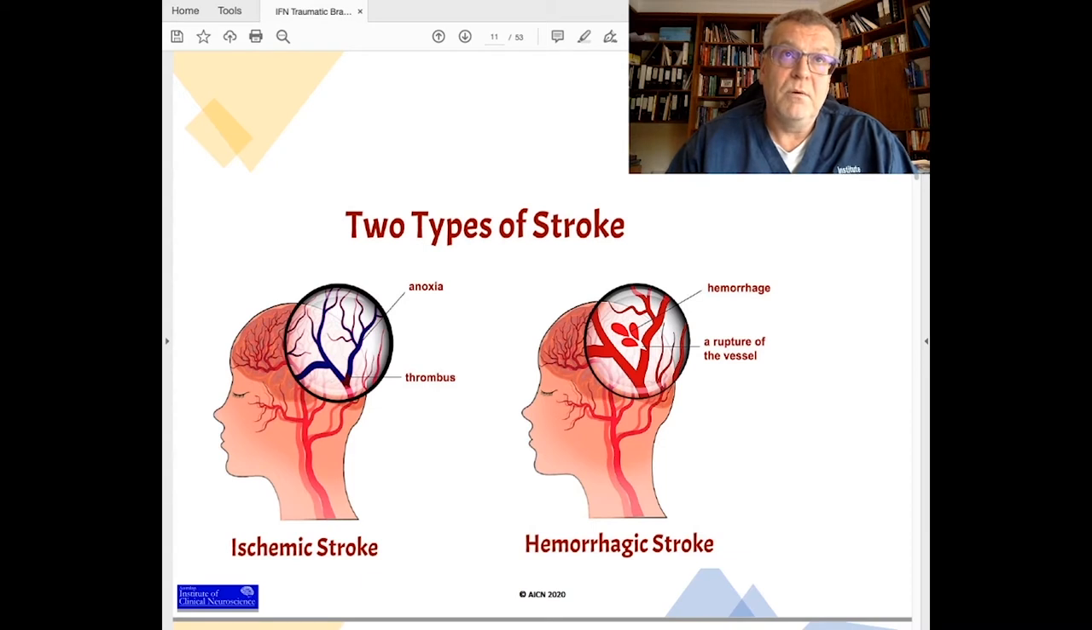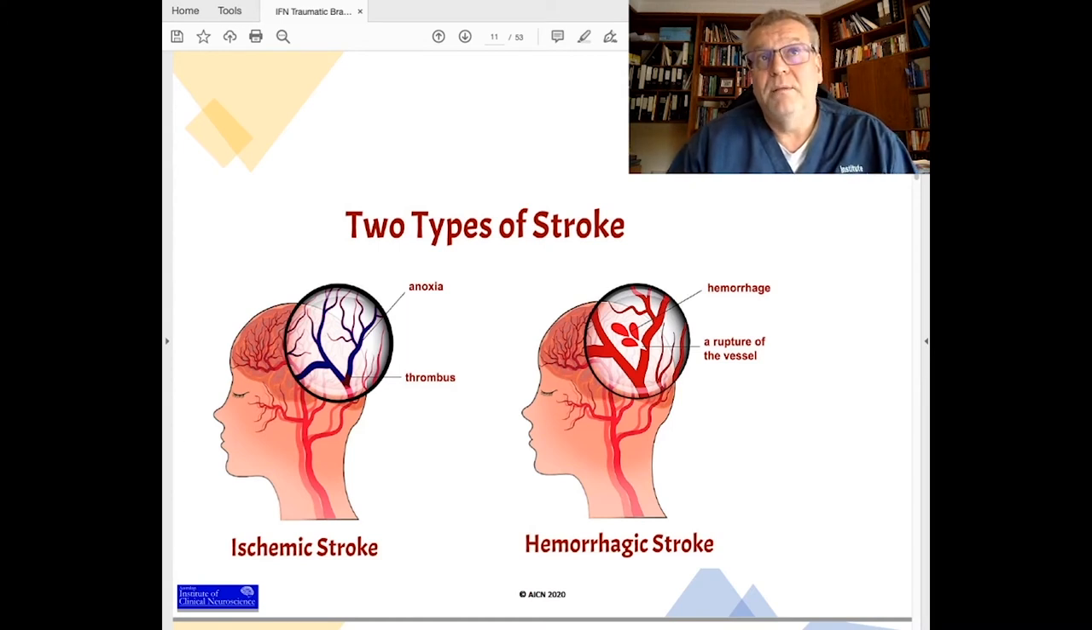Now, the ischemic stroke is caused by some type of blockage in a blood vessel. This is usually a thrombus or some type of blood clotting piece of clot that has broken loose from someplace. But it can be anything that blocks the artery. It can be an air bubble. It can be a conglomeration of immune system components.